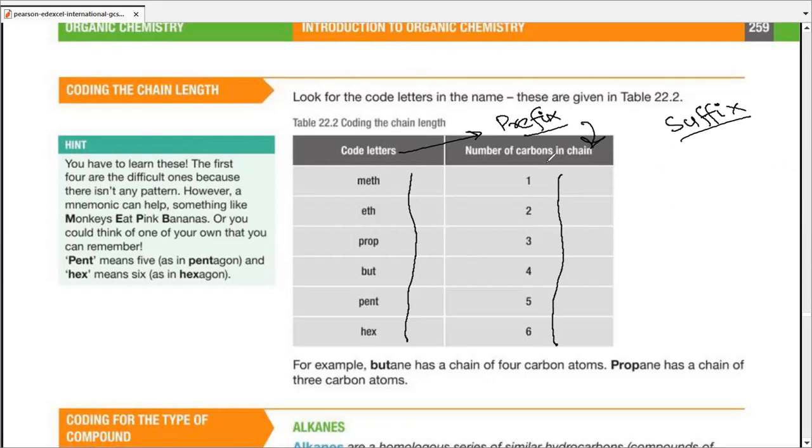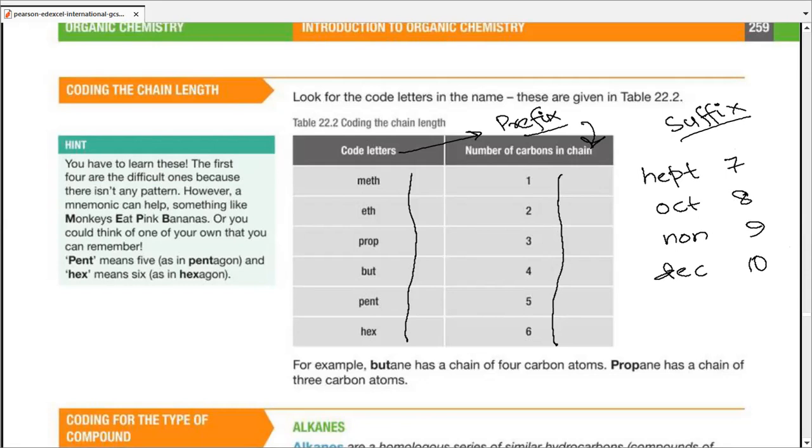If the structure has 1 carbon in it, the name starts with meth, 2 eth, 3 prop, 4 bute. This is not but, this is bute. 5 pent, 6 hex. Although the book stops over here, I would like you to know that we write hept for 7, oct for 8, non for 9, and dec for 10. Please make sure you note it down too, because this is going to help you with your papers.